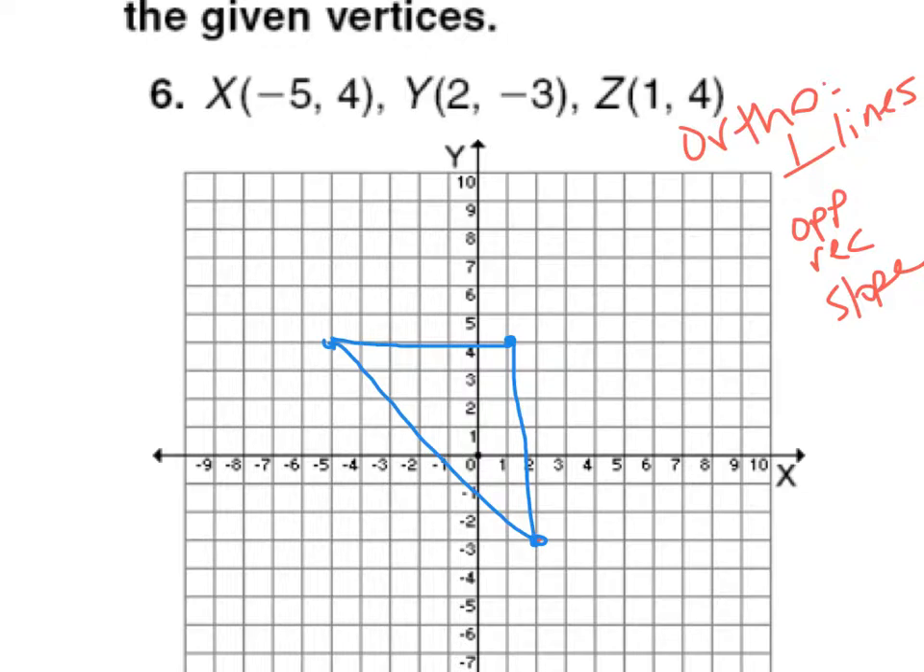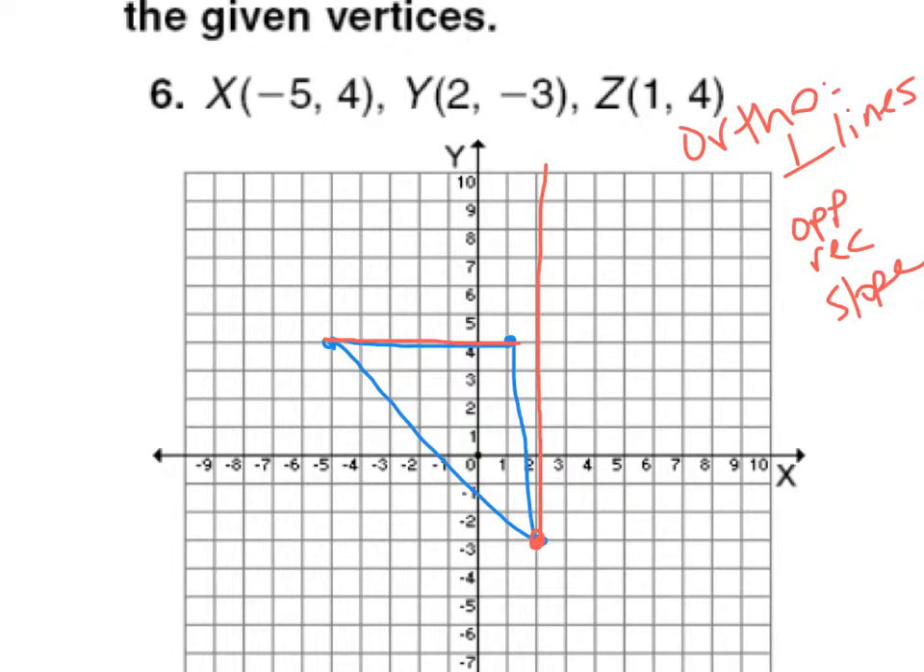to be vertical. So if I'm looking at this side, I need to go to the other vertex, and I'm going to draw a vertical line from there. Now, this is an obtuse triangle, so that means that my orthocenter is going to be outside my triangle.